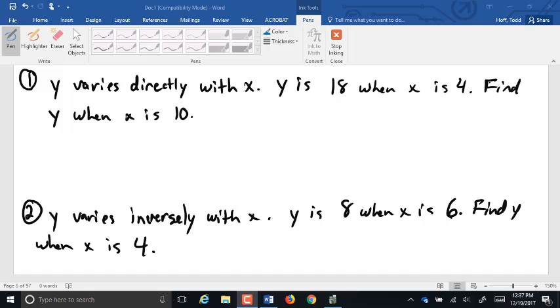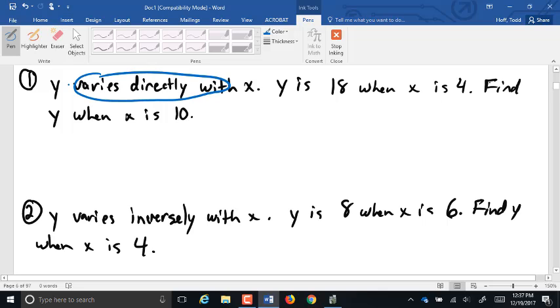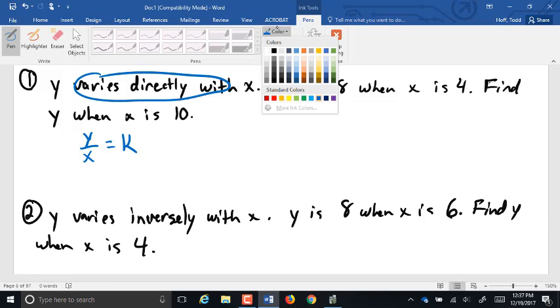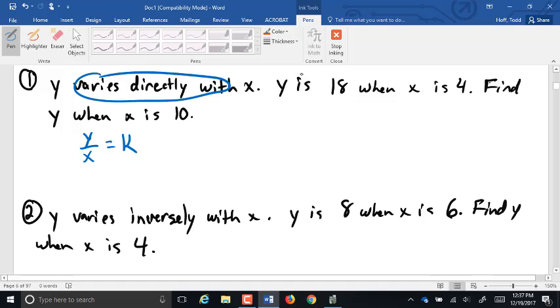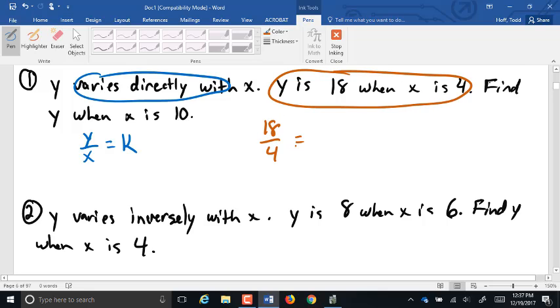Okay, so for number 1, y varies directly with x. Now remember, direct variation is a constant ratio. Y over x equals a constant. So what that means is we can take a starting condition, y is 18 and x is 4, and make it into a ratio, and the other condition has to have the same ratio.